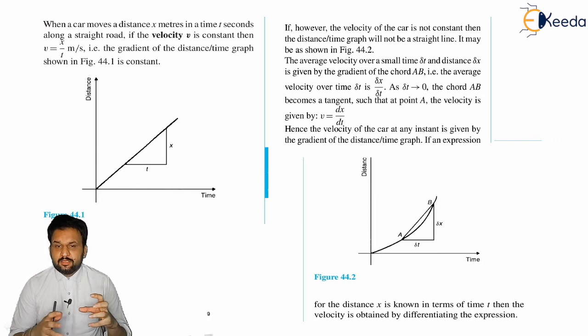Here you can see a figure. In this figure, a car moves a distance x meters in a time t seconds along a straight road. If the velocity v is constant, then v is equal to x by t meters per second. The gradient of the distance-time graph is shown in figure 44.1. With respect to time t, the distance is being covered, so the speed is constant. Velocity v is a constant.